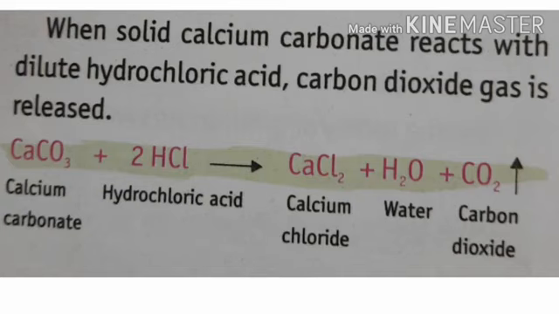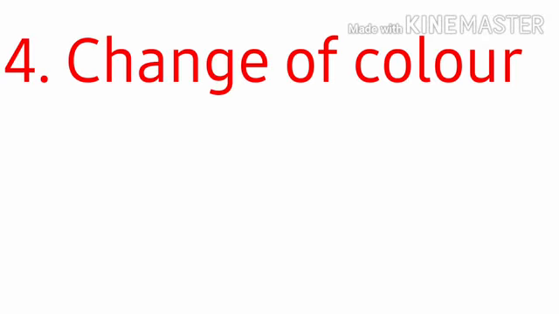Next point is evolution of gas. When solid calcium carbonate reacts with dilute hydrochloric acid, carbon dioxide gas is released. So in some chemical reactions we can observe that gas is released. Point number 4, change of color. In some chemical reactions we notice that the color changes.